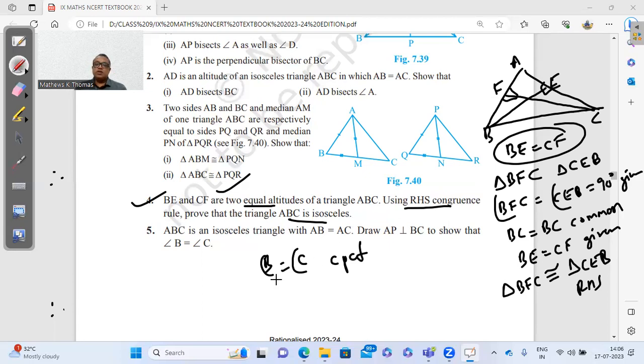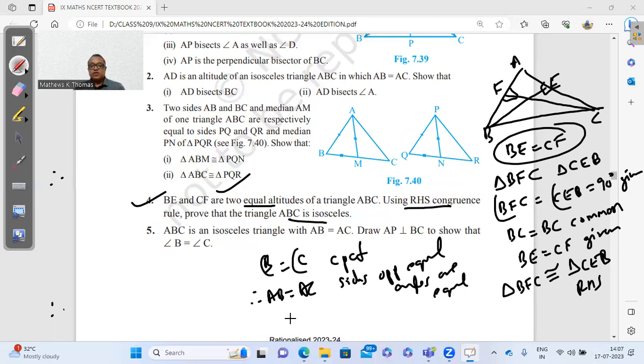And we know that if two angles are equal, the sides opposite to them will be equal, right? Therefore, we can say AB equal to AC. Which theorem are we using? Sides opposite equal angles are equal. So angle B equal to angle C means AB equal to AC. So if two sides are equal, what can be the conclusion? Hence, we can say the triangle is isosceles.